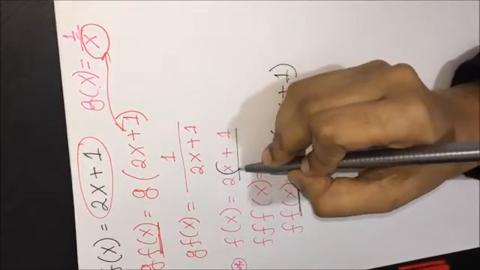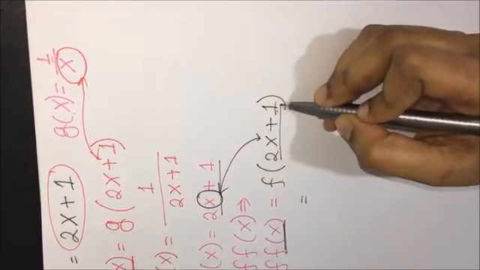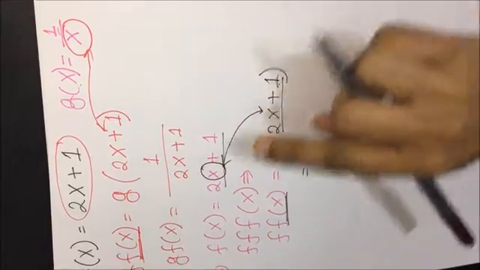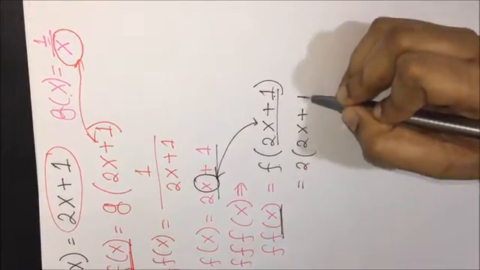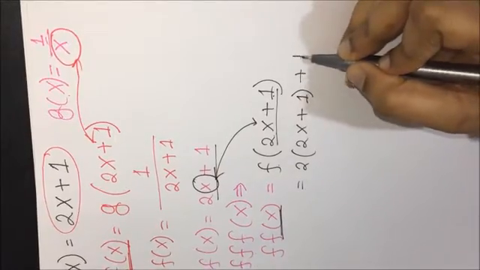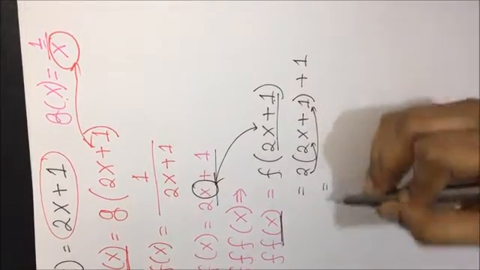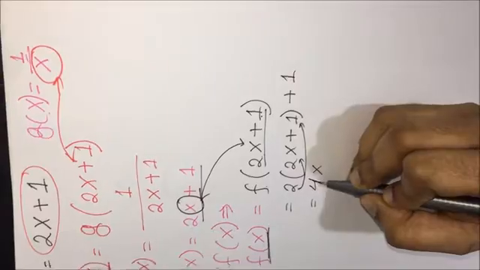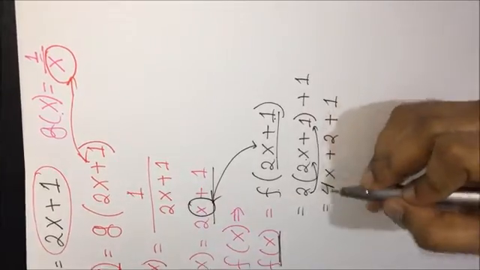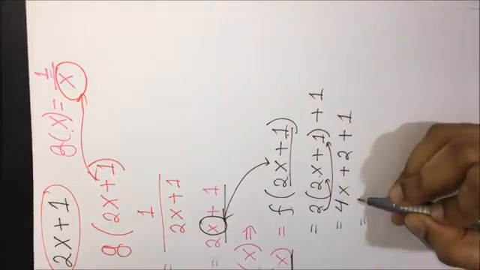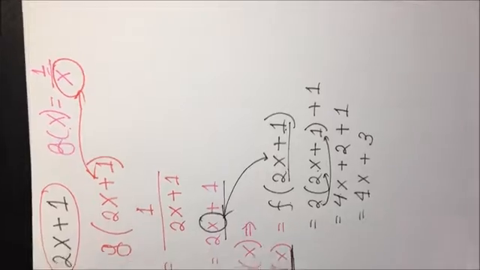If I do so, this is my x. I'm going to replace x by 2x plus 1. So if I imagine my x is 2x plus 1, I need to replace this x value by 2x plus 1. So I can write down 2 times (2x plus 1), and the other one will be the same. Now I need to expand the bracket and simplify it. So 2 times 2x is 4x, 2 times 1 is 2, and add with 1. That is going to give me 4x plus 3. This is my f(f(x)) value.